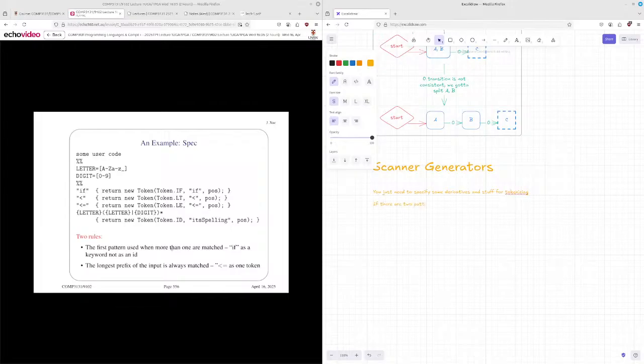Second rule says find the longest token possible. That means if you see these two together, return these together as a token, not less than and equal separately. So pretty much what we did before. That's why I did not ask you to write a scanner using a scanner generator, because you wouldn't be doing much. You pretty much give the regular expression, and for learning purposes, you don't learn much.